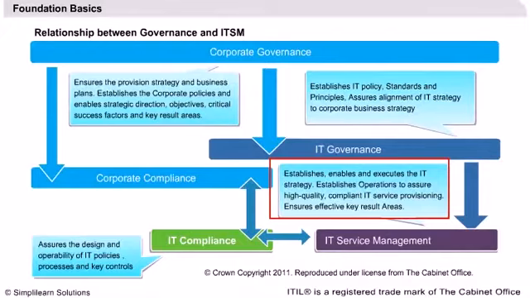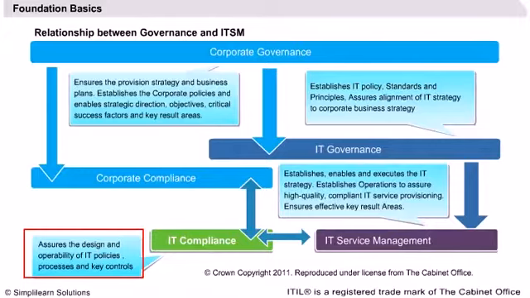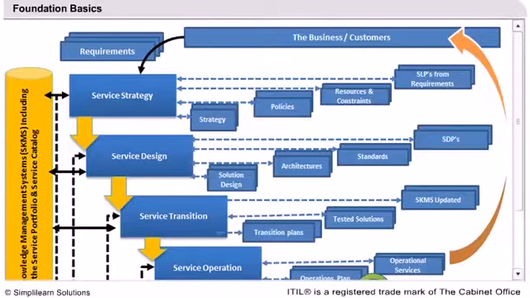Now, this has led to ITSM, which establishes, enables, and executes the IT strategy, and establishes operations to assure high quality and compliant IT service provisioning. Corporate compliance and IT service management trigger IT compliance, which assures the design and operability of IT policies, processes, and key controls. In our last slide, we discussed governance. Now we will look at the enterprise level mapping with ITSM.